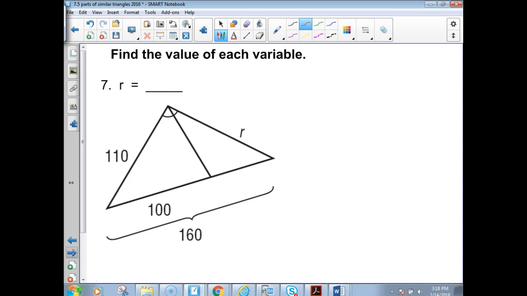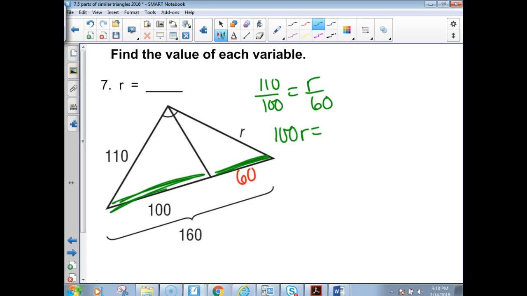Okay, 7. Okay, there's a step to do before we set this up. Nathan? Okay, so I'm going to need to put what here? There, you got it. And then what would your setup be? That'll work. Perfect. Okay, that is correct. We first needed to write something on this piece. All right, and now we're going to cross multiply and divide. 100R.